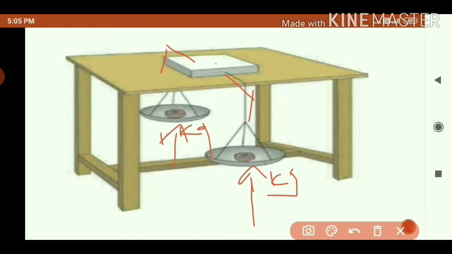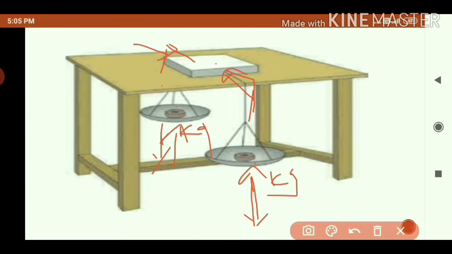This means from this side the gravitational force will try to pull this side. Here also, at the same time, the gravitational force will try to pull this pan this side. So equal masses are kept in both the pans, 1 kg, 1 kg. Therefore, equal force will act on this box but in opposite directions.